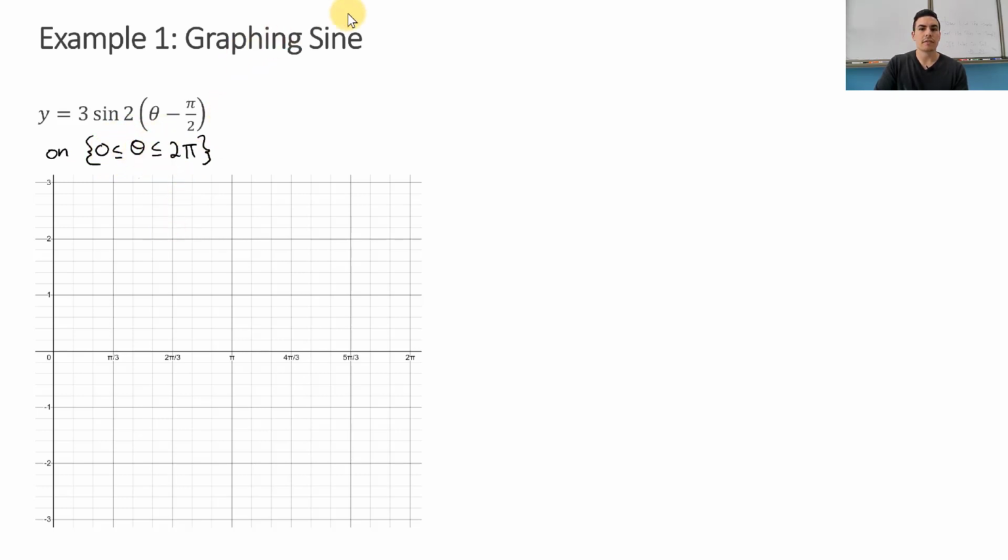So let's take a look first at our amplitude. That's going to be 3. That's an easy one to find. Our period is another easy one to find. Again, that's just going to be 2 pi over b, which is going to be pi in this case because our b is 2. Now our phase shift, we can see we have a minus pi over 2, which means we are going to shift this to the right pi over 2 units.